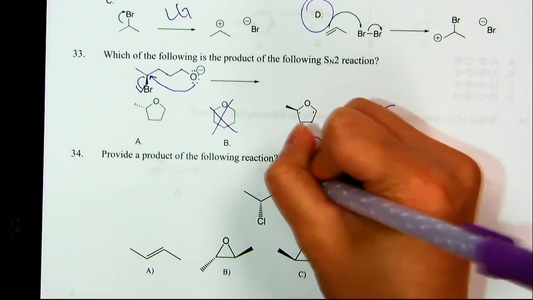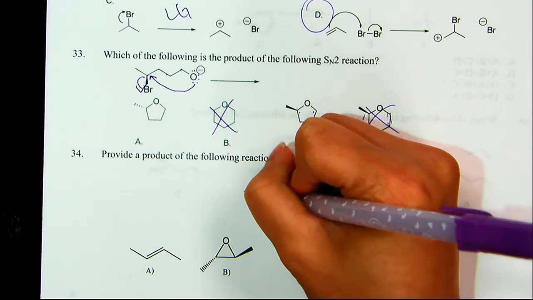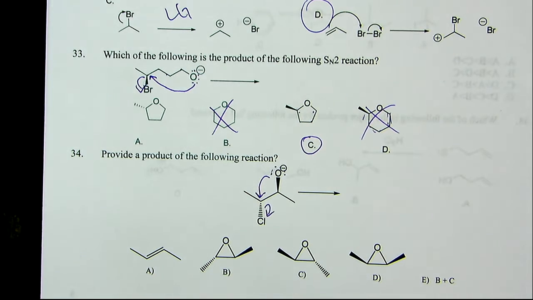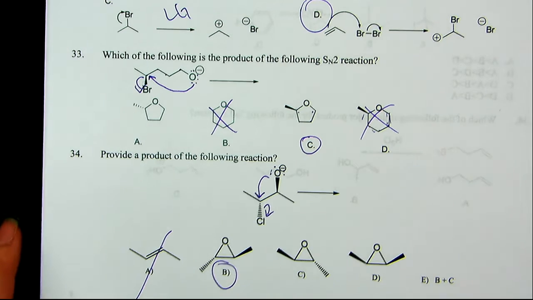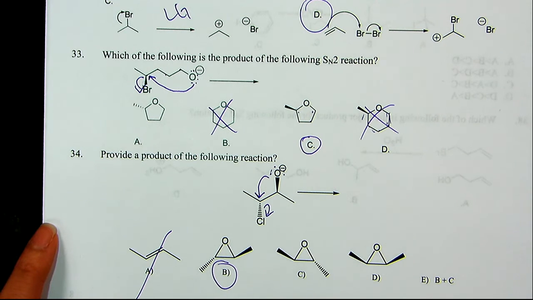Same idea with this one. It's going to attack here and take off your chlorine group, so now you're substituting either B, C, or D. Tough choice, but again, a whole primary group leaving and a new primary group coming in to replace it and inverting it will make it B. And since it's an SN2 reaction, you can't have B and C.